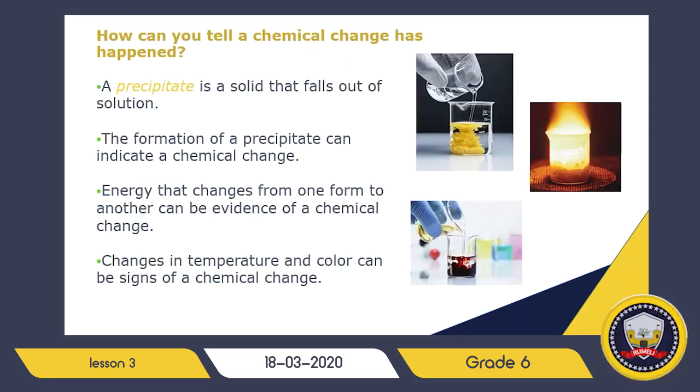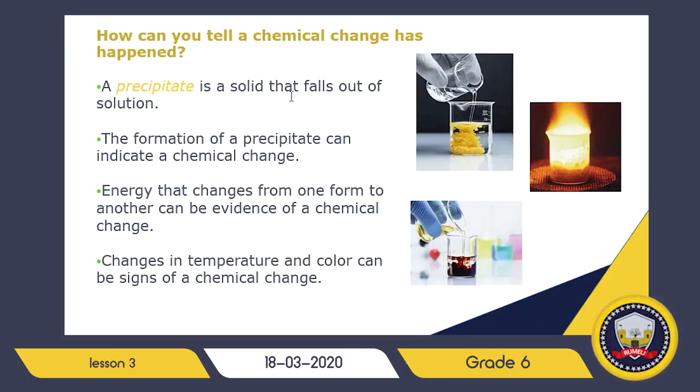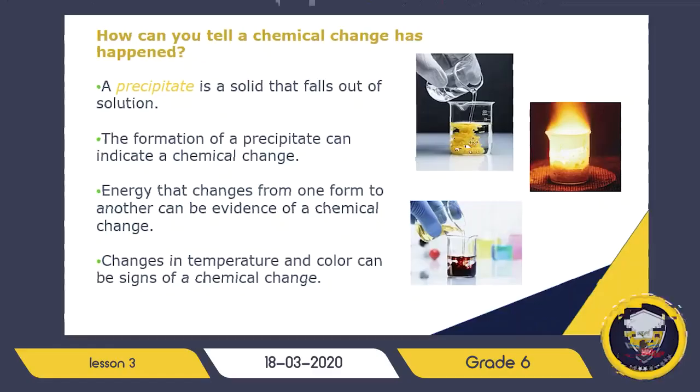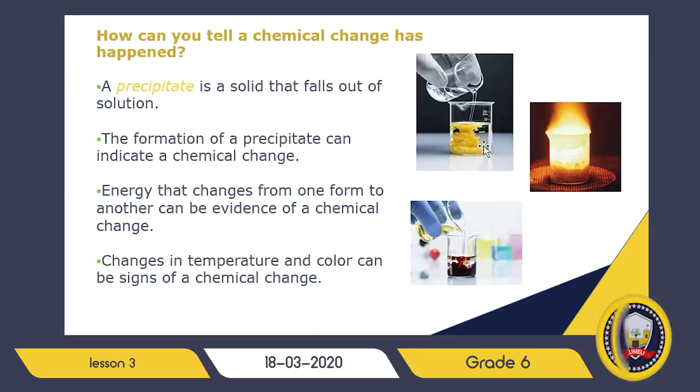What else do we have, guys? Yes, the formation of a precipitate. A precipitate is a solid that falls out of solution. The formation of a precipitate can indicate a chemical change, as we can see here in this photo. After we mix two different solutions with each other, a yellow precipitate will form, and this precipitate at the end of this process will settle down and form a layer at the bottom of this beaker.